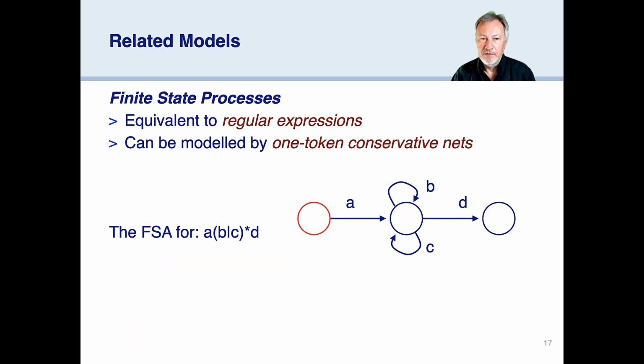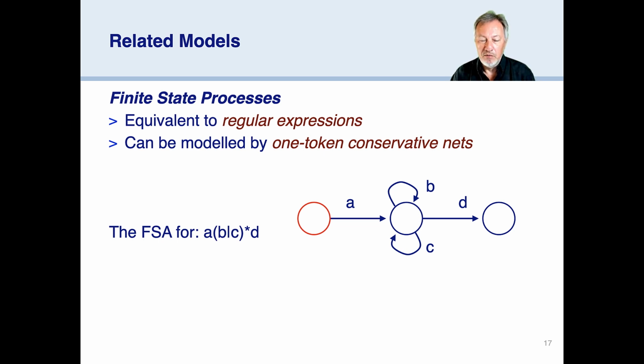Now Petri nets, as you might think, are closely related to the finite state processes that we've seen many times now in conjunction with LTSA. Finite state processes are essentially equivalent to regular expressions, and we can model finite state processes as one token conservative nets. The single token represents the state of the finite state process. The places represent the states, and transitions represent the actions that can be performed.